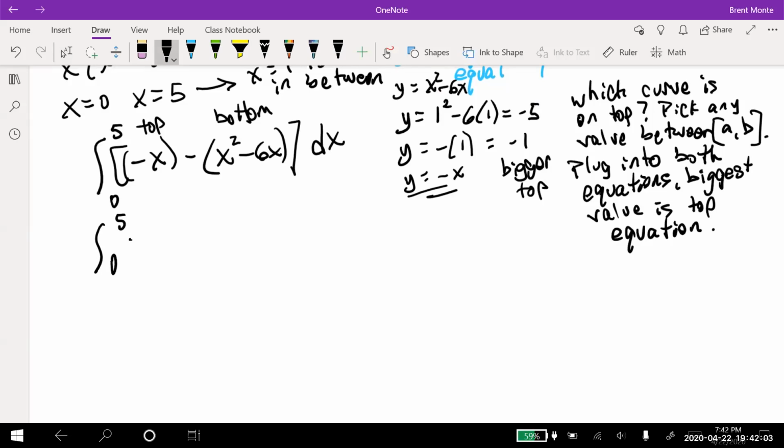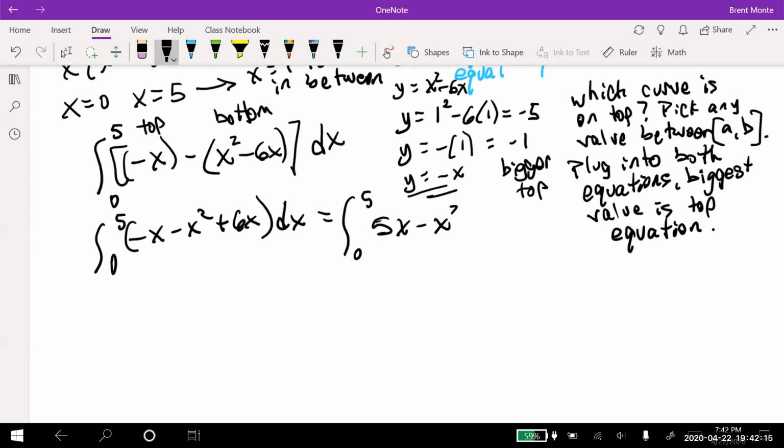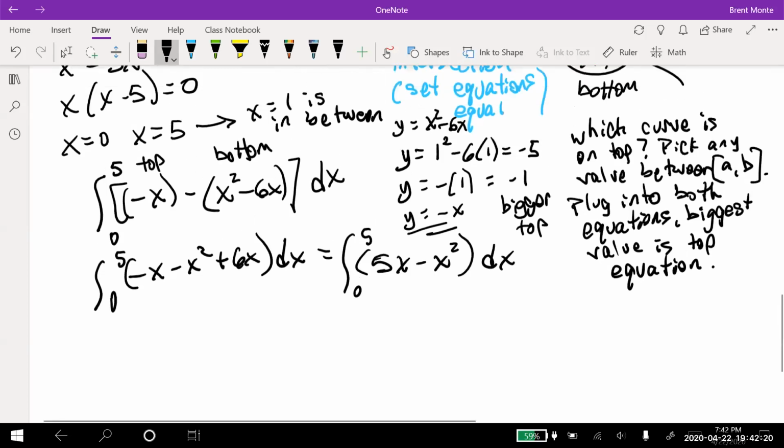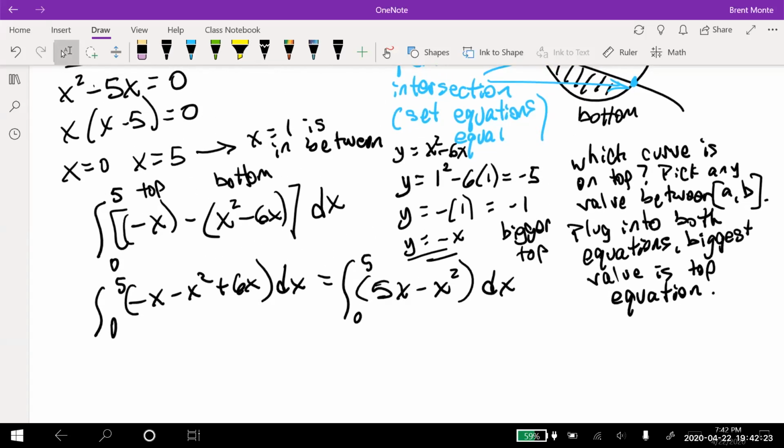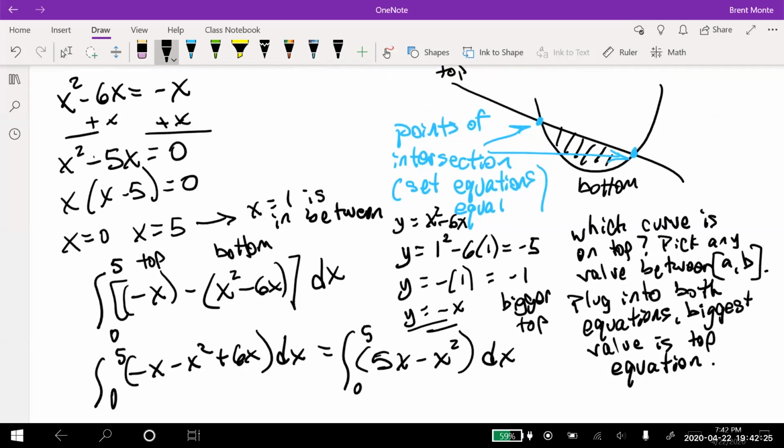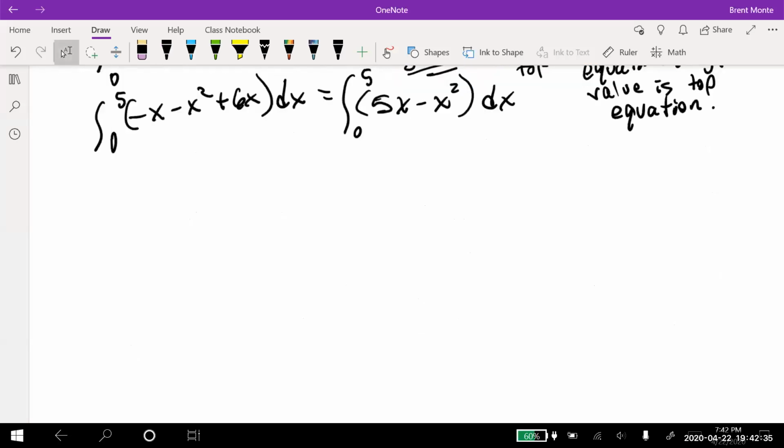I have 0 to 5, negative x minus x squared plus 6x dx. Now the negative x and the 6x is just 5x minus x squared. Notice it's always what we had up here that we solved, 5x minus x squared, but it's the opposite of that one, because opposite. All right. Anyway, now we're going to integrate. We've done all the work. The rest of this is stuff we already know how to do.